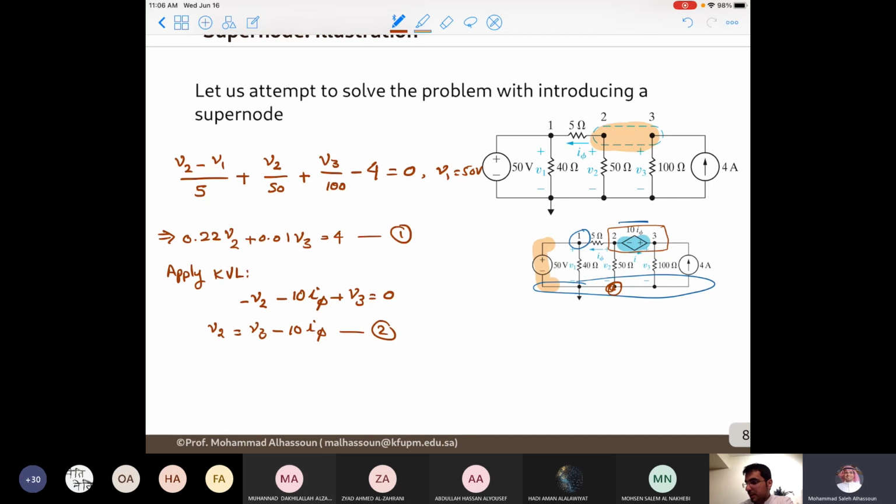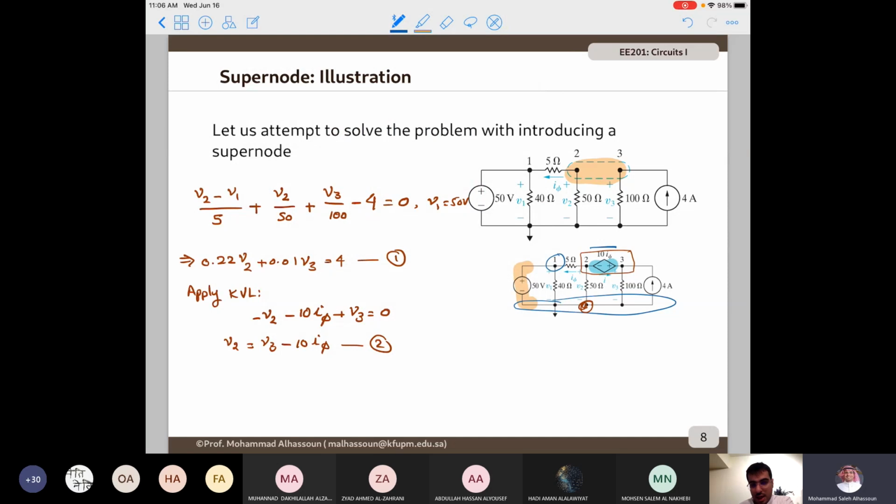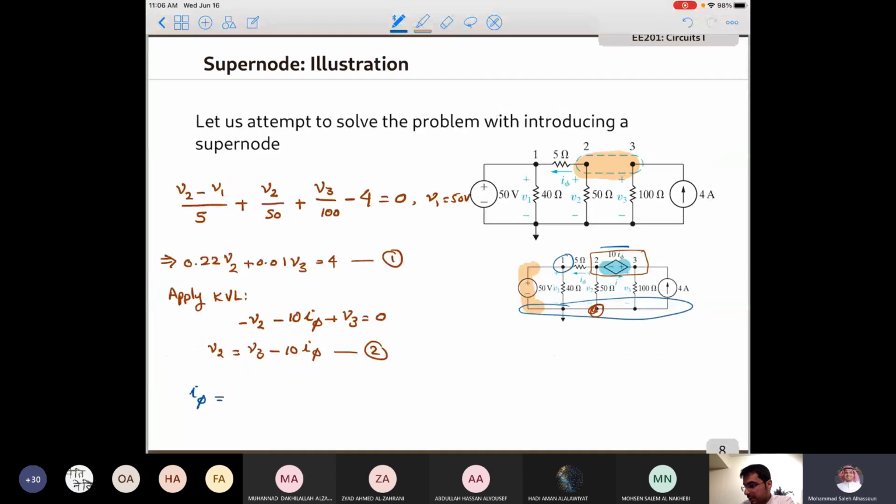So now the problem is similar to the case of node voltage method with dependent source. So all I need to do now is find the expression of I phi in terms of V1, V2, and V3. So I phi is this current. So I phi will be V2 minus V1 divided by 5. In this case, I can write it like this: minus V1 plus V2 minus 5 I phi equals 0, and this is the third equation. So I have three equations, three unknowns. V1 is known here, V1 is 50 volts.